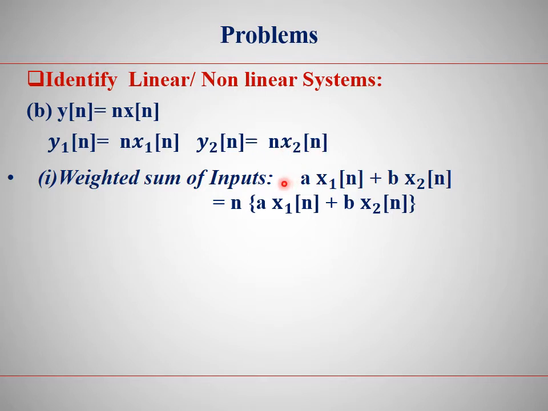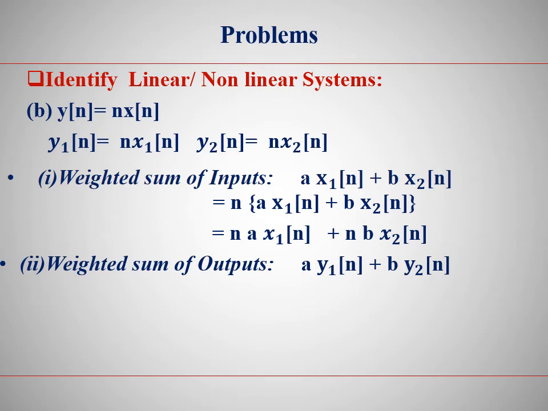Going by the expression, the weighted sum of inputs is a into x1 of n plus b into x2 of n. This results in n into x of n, which is going to be n into the sum of these two, which is going to be, as can be seen here, n into a x1 of n plus n into b x2 of n.